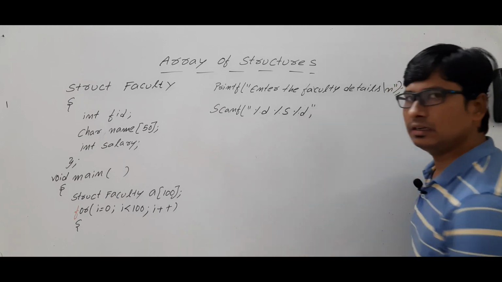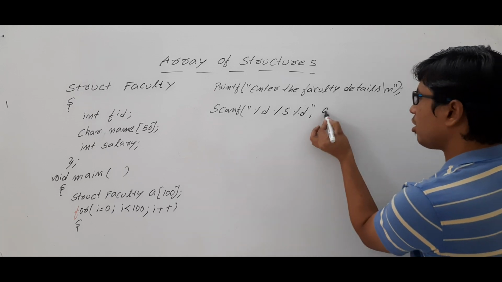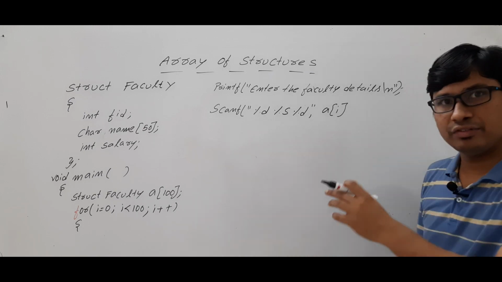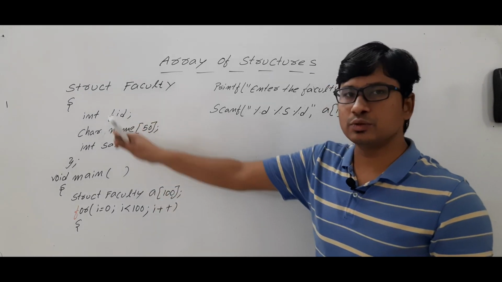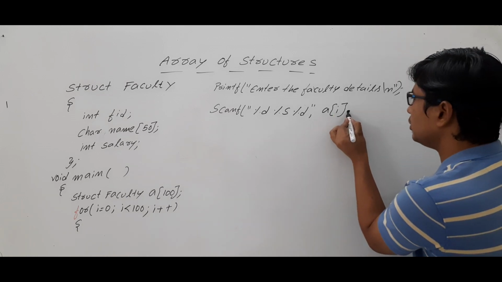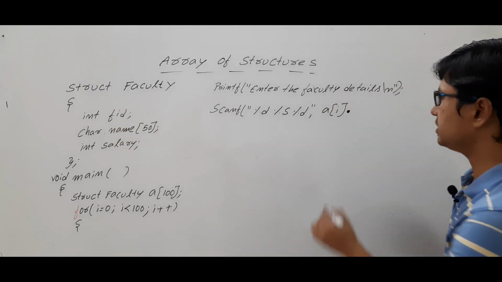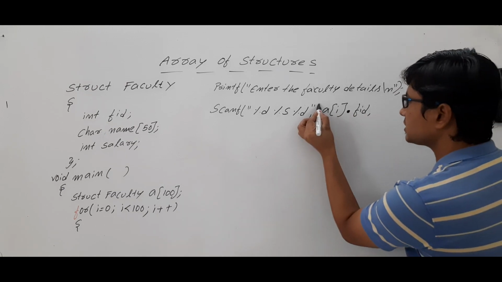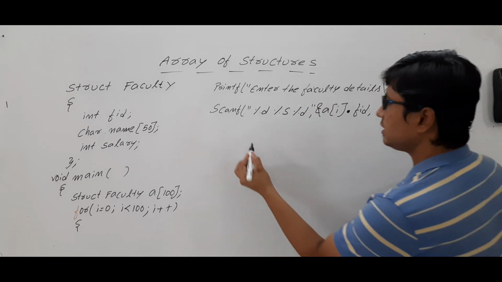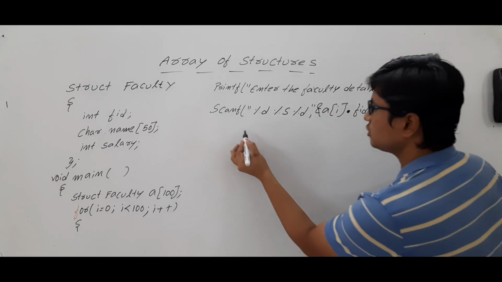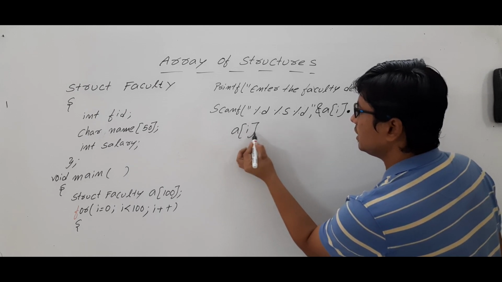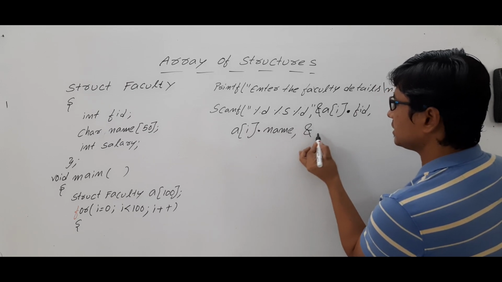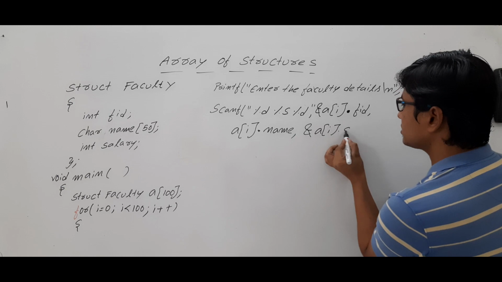I'm writing like this. Now you look at a of i, array of i, because it is an array of 100 variables of this one. Is it clear? So a of i dot member name, which is faculty ID. As it is an integer, you need to represent ampersand here. And similarly, as the next one is a string, you need not specify the ampersand. Simply you can write a of i dot name, comma, ampersand a of i dot salary.